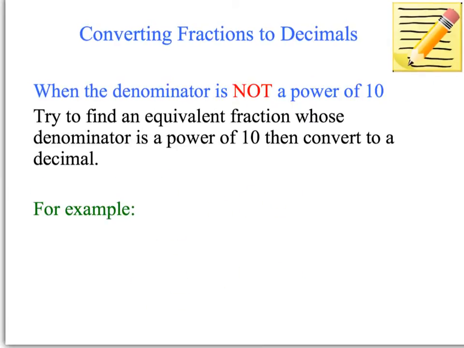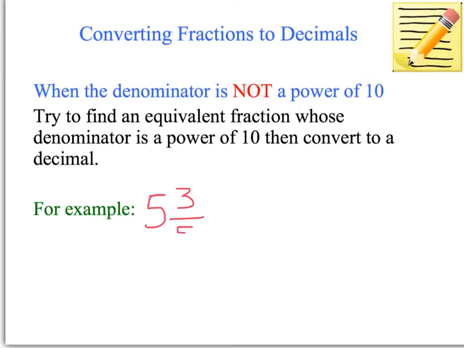Alright, so when we're converting fractions to decimals when the denominator is not a power of 10, so when the bottom number is not 10, 100, 1,000, something like that, we need to find an equivalent fraction whose denominator is a power of 10, then convert it to a decimal. Okay, so we need to change it into a power of 10 and then convert it to the decimal after we've done that. So there's a couple more steps. So let's try doing 5 3/5.